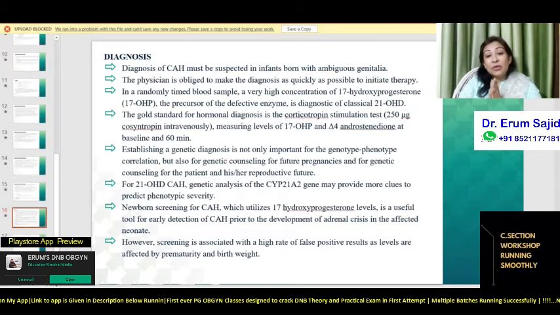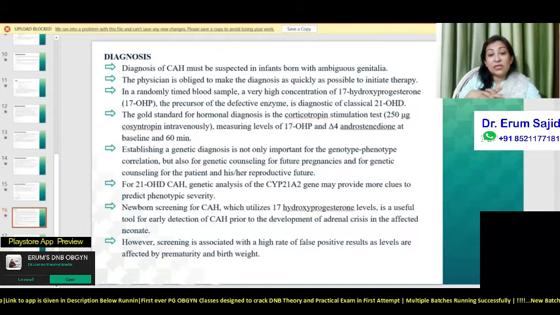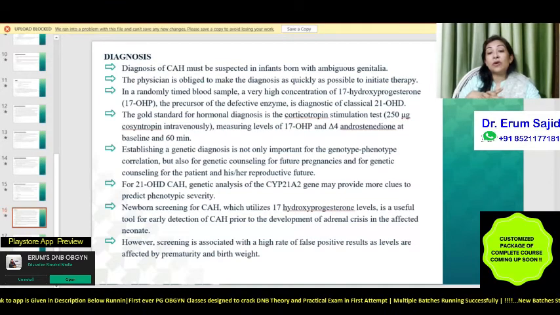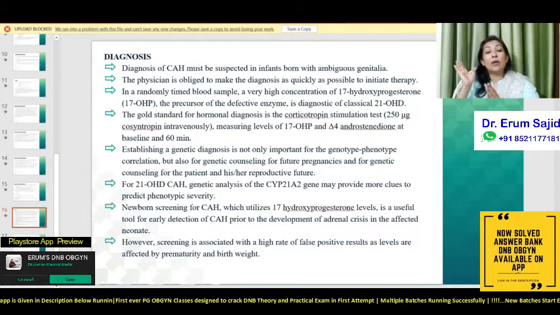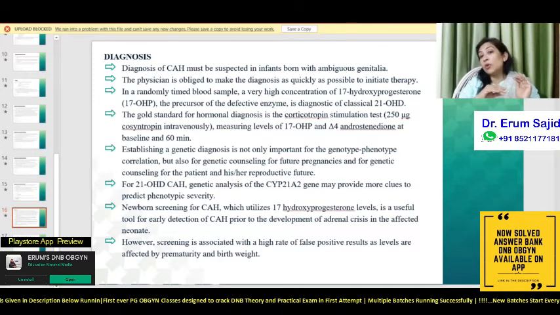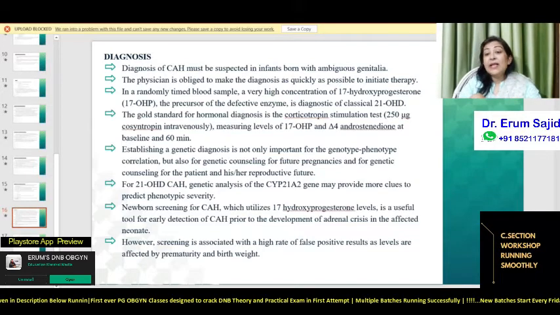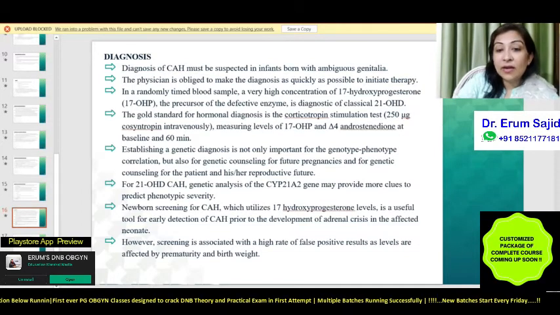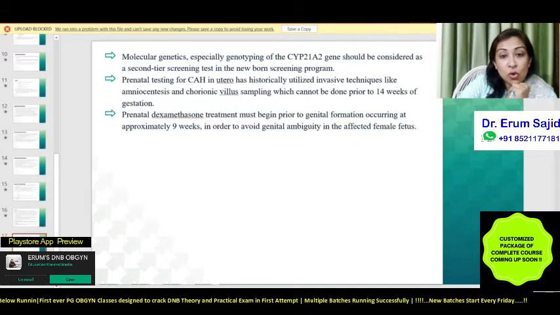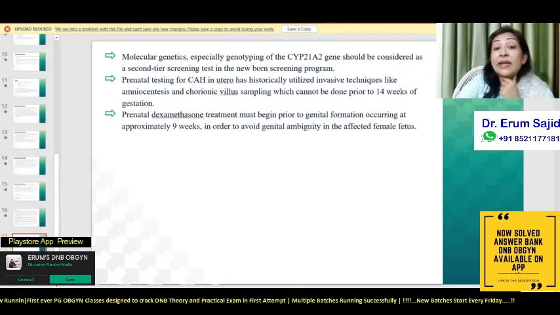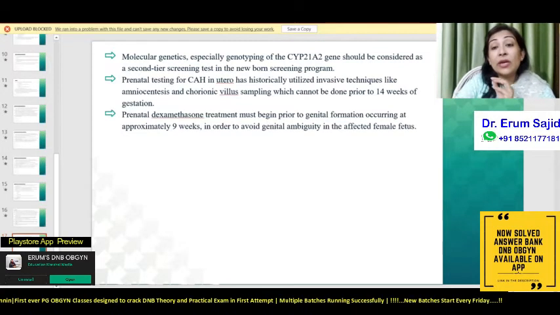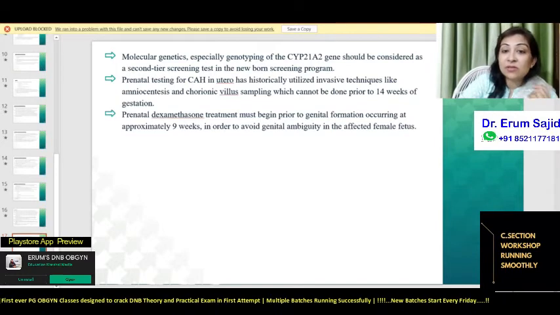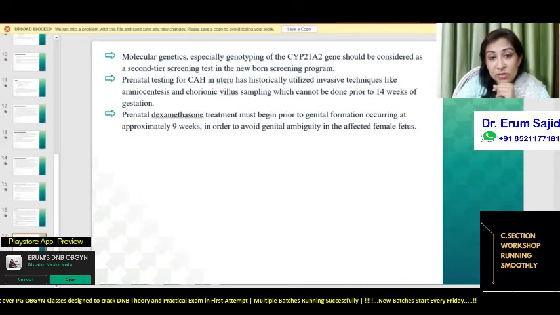Classical. Establishing a genetic diagnosis is not important. For 21 alpha hydroxylase deficiency CAH, genetic analysis of the CYP21A2 gene may provide more clues, but what was most important is what I already told you. 17 alpha hydroxyprogesterone levels are a useful tool for early detection. Let's skip it now. Prenatal testing for CAH in utero has historically utilized invasive techniques like amniocentesis and CVS, which cannot be done prior to 14 weeks of gestation.